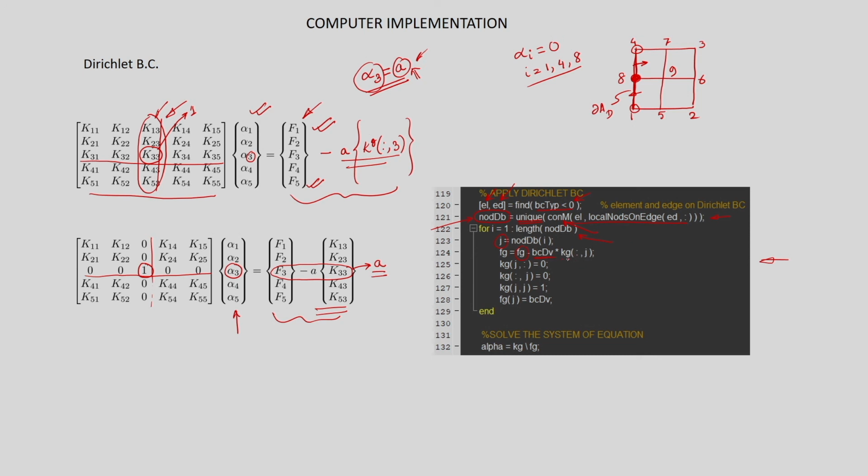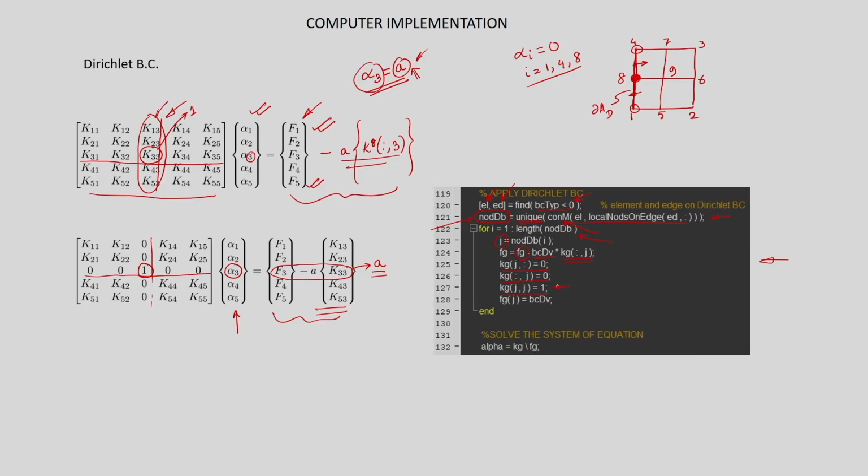So A times the jth column of the global stiffness matrix. Then ensure that the jth row of the global stiffness matrix is 0, the jth column of the global stiffness matrix is 0, then the jth entry, the entry in kg, the global stiffness matrix, at the jth row, jth column, has to be 1. Finally, in the force vector, the jth entry has to be equal to A. This is the value of the Dirichlet boundary condition, and this runs for all the degrees of freedom that lie on the Dirichlet boundary.